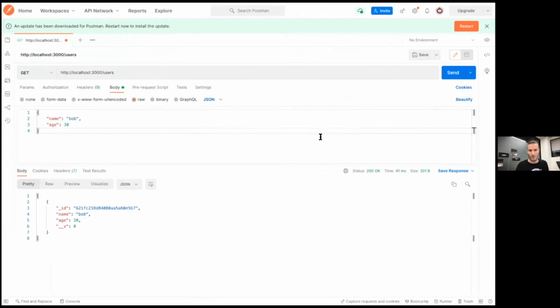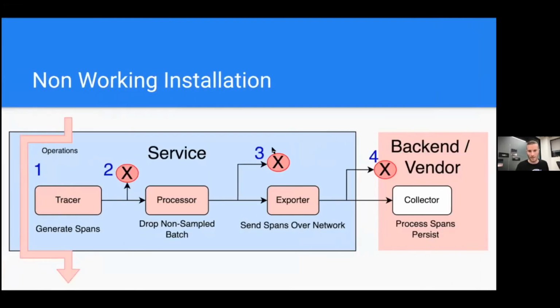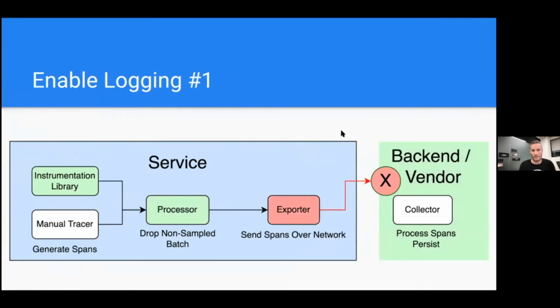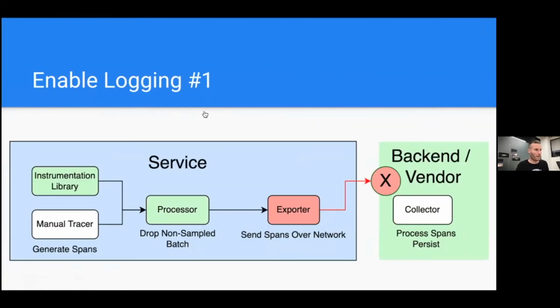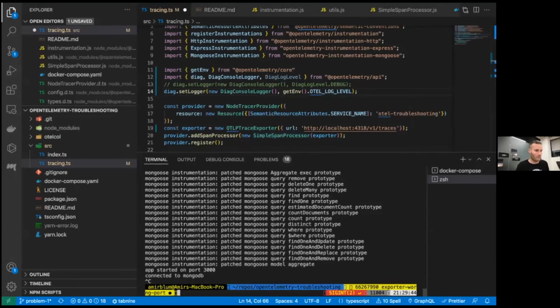Okay, so we discussed our first problem. The problem was in the exporter, so the instrumentation library worked well, the processor worked well, the collector, everything was working well. The exporter had wrong configuration, and by enabling logging, we were very easily able to detect that. And now I want to show you another example. So let me check out the second example.